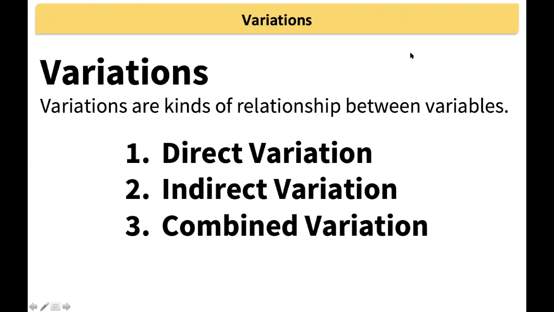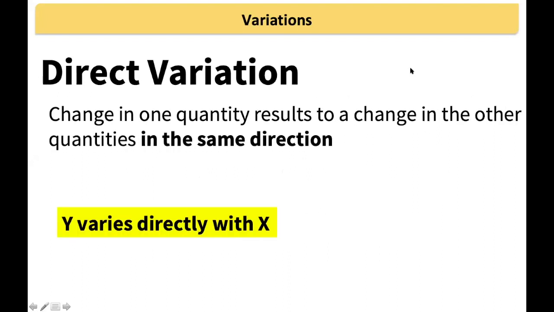Okay? So, meron tayong tatlong iba't ibang kinds ng variation, okay? We have direct, indirect, and combined. So, let's talk about direct variation. When we say direct variation, yung change sa isang quantity or sa quantity ng isang variable will result to the same change sa another or other quantities or variables in the same direction.